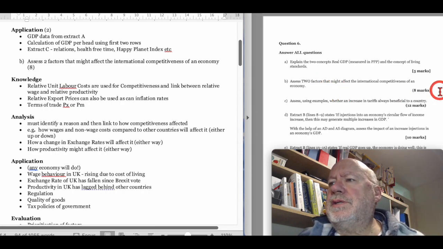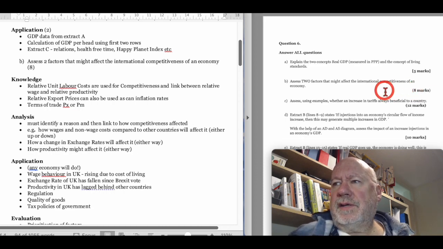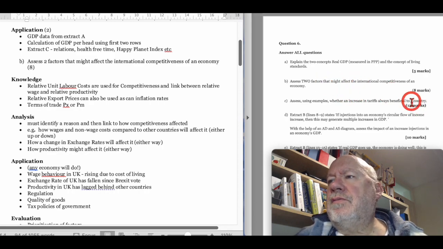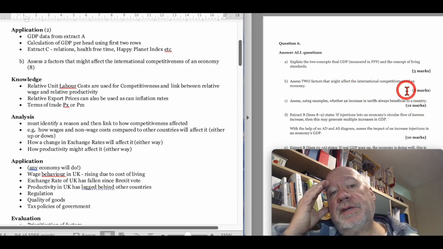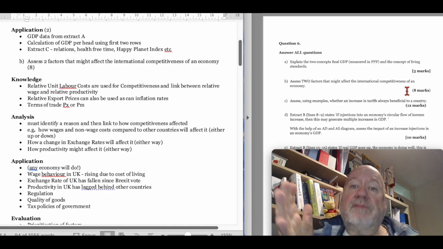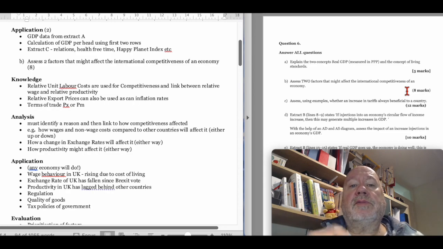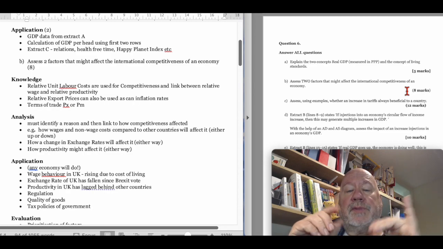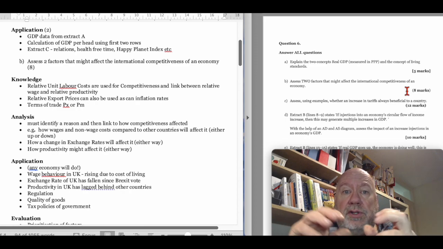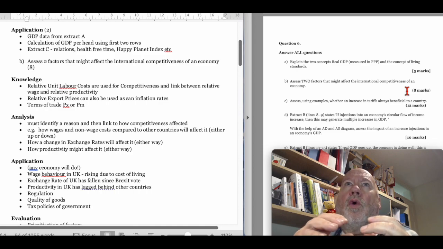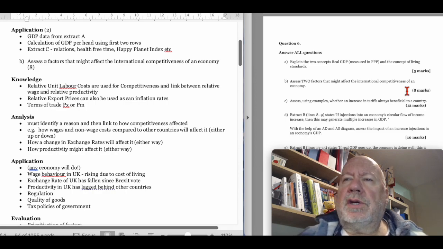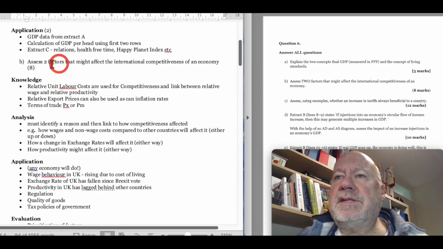Okay, next one was this 8 marker, which is 2 factors that affect the international competitiveness of an economy. And remember, with 8 markers, they are marked by basically knowledge, analysis, application, evaluation, and then repeated. So it's 2 times KAAE. The evaluation can either be 2 small pieces, one for each chain of reasoning, or it could just be 1 developed evaluation for just 1 of them. So that's the way that these 8 markers are marked.